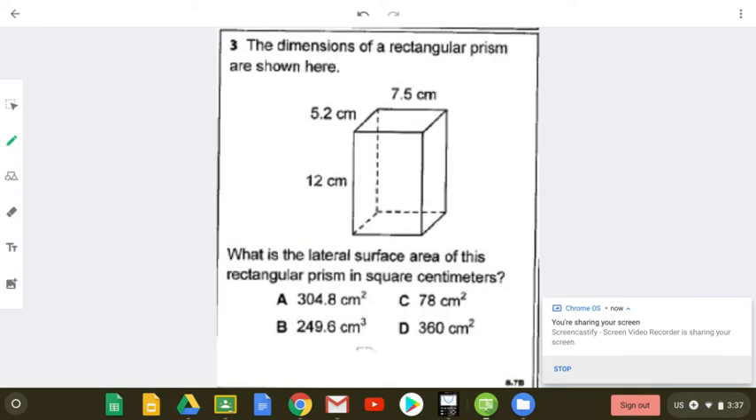We're on series one, page 6, number 3. So it looks like we got a little geometry ahead of us. Let's take a look at it. It says the dimensions of the rectangular prism are shown here. What is the lateral surface area of this rectangular prism in square centimeters?